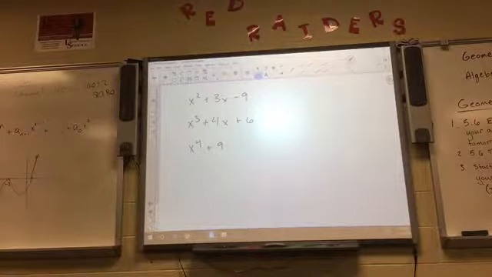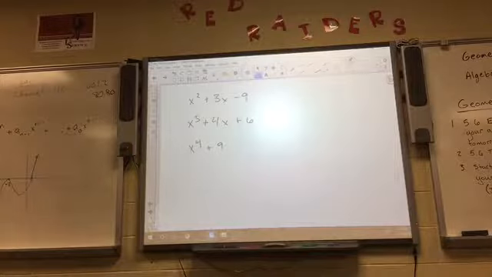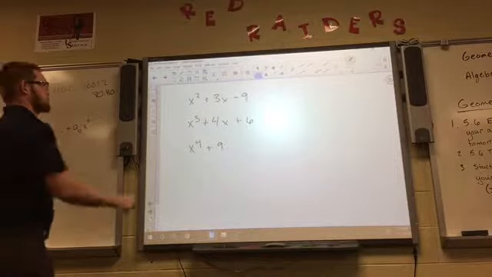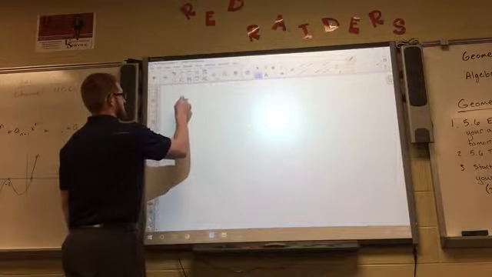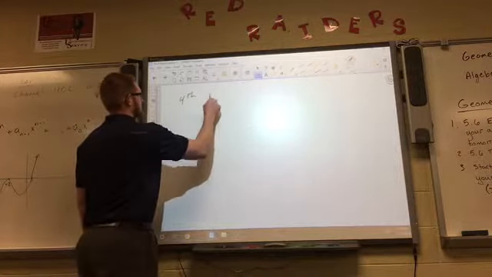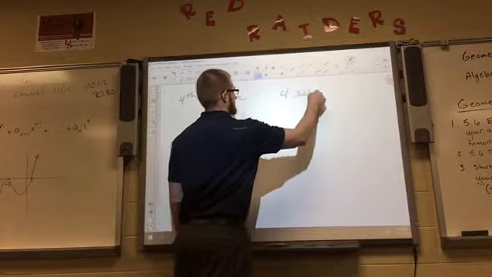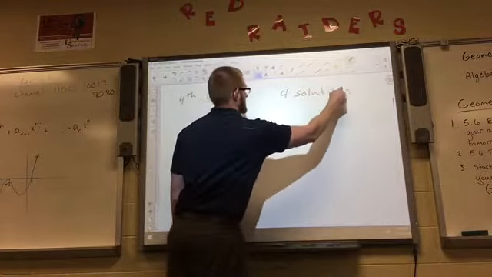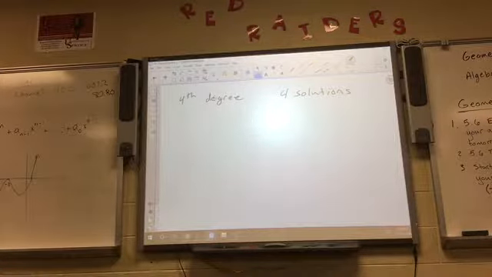The degree. You're looking at the degree, which is the same thing as the exponent, right? You're looking at the degree of the polynomial. The degree of your polynomial will always match up with the number of solutions. So 4th degree, 4 solutions. 3rd degree, 3 solutions. 8th degree, 8 solutions.